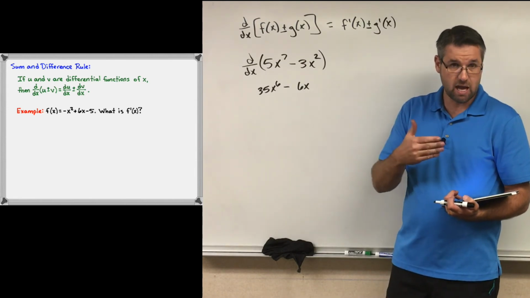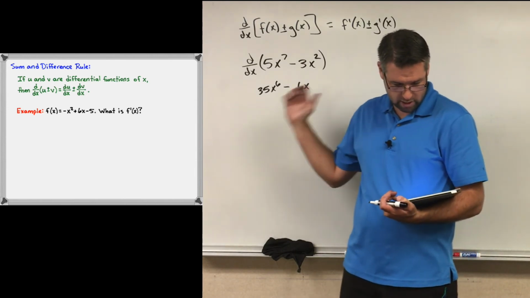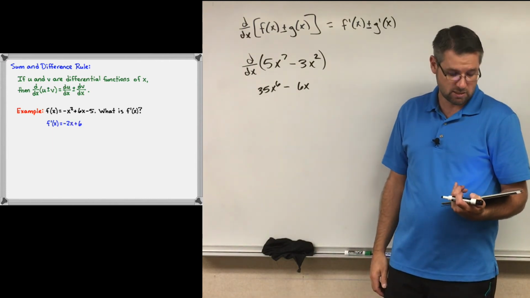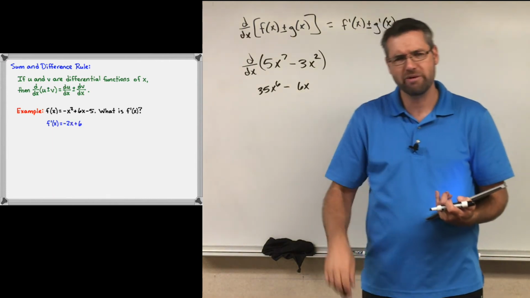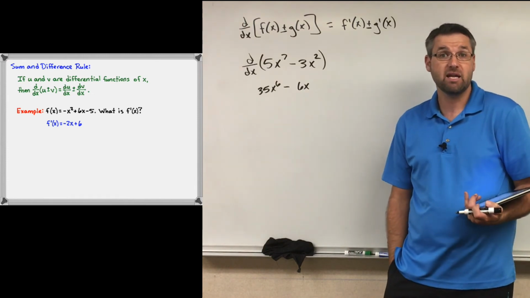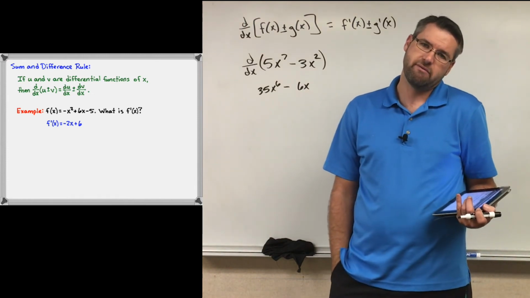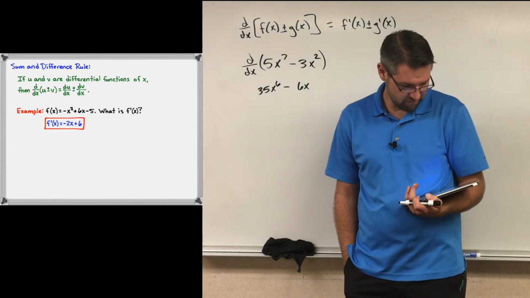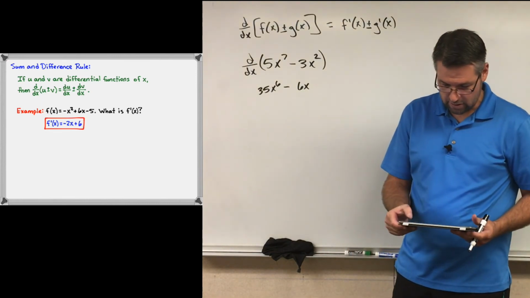So the derivative of this, I'm not going to go over it on the board here. The derivative of this is going to be negative 2x, and then plus 6. And then now what's the derivative of negative 5? Well, remember, negative 5 is a constant. What's the derivative of a constant? It's 0. So we'd say plus 0 there. But that doesn't affect the final answer.